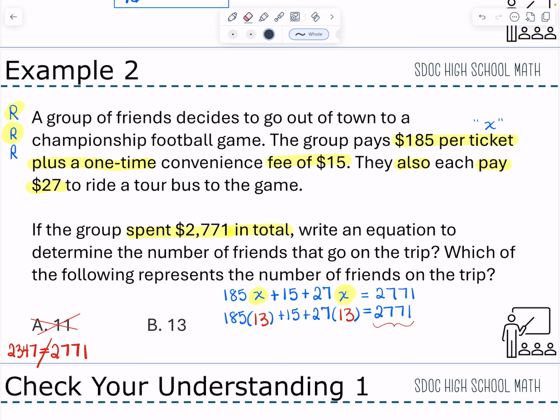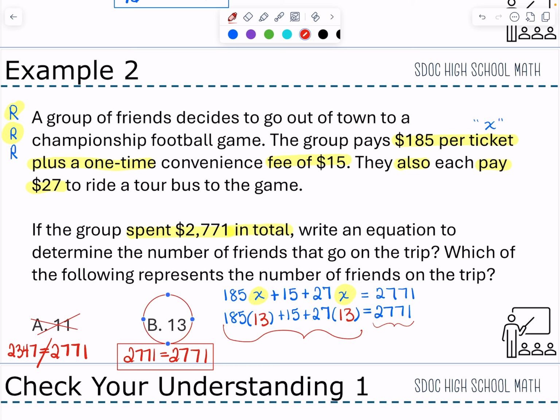Now, when we substitute or plug this all into our calculator to see how it works out, we want to see if it comes out to 2,771. In this case, it does. So 2,771 does equal 2,771, which means 13 is our correct answer. Now, what is that talking about? That's talking about friends, right?